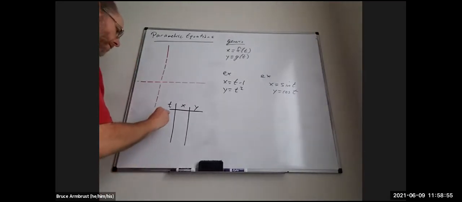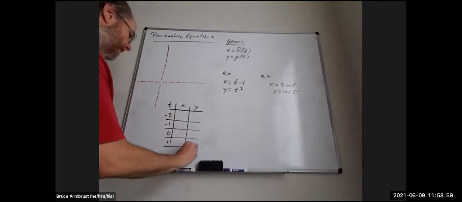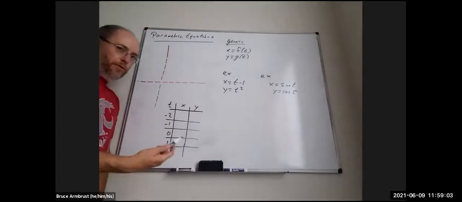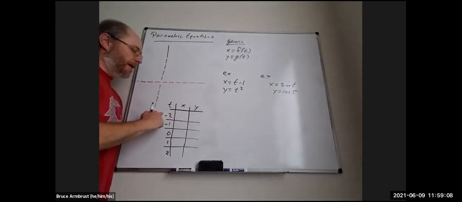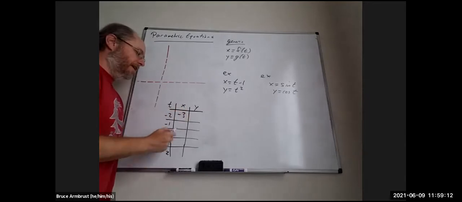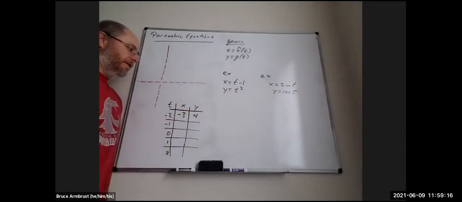All right, so we'll just do 5 values here because this should be sufficient for us to figure out what's going on. So let's just do the values from -2 to 2. All we're going to do is just plug them in. So at -2, x is going to equal -2 minus 1, which is -3. And then y is going to be -2 squared, which is 4.